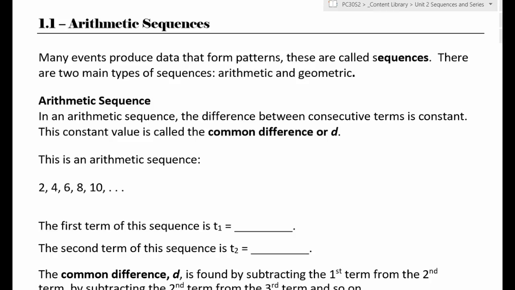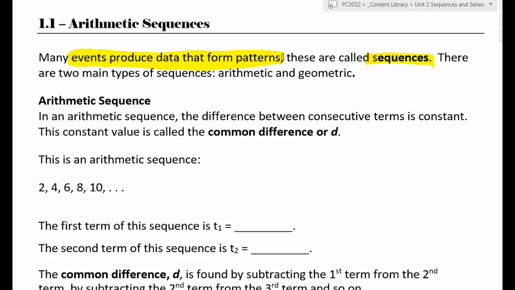All right, so welcome to lesson 1 of unit 2. This is looking at R9, arithmetic sequences and series. So 1.1 looks specifically at sequences. The first thing we need to know is what is a sequence, and that is specifically any data that produces a pattern. Okay, so events that produce data that forms a pattern.